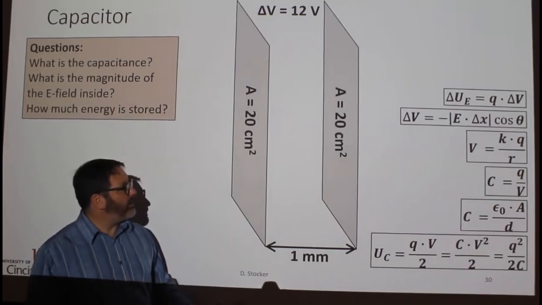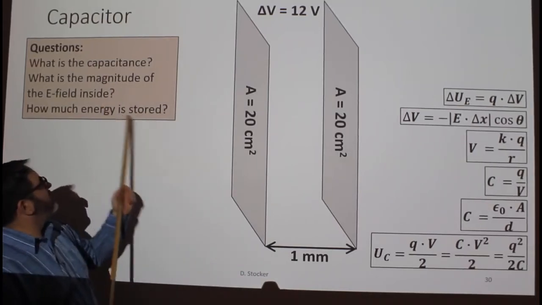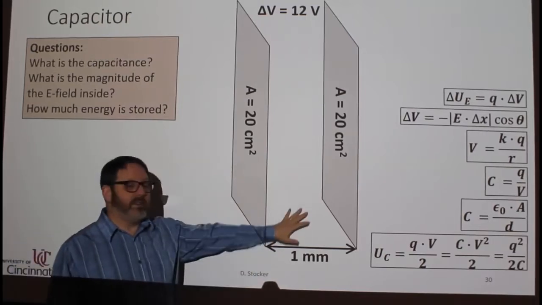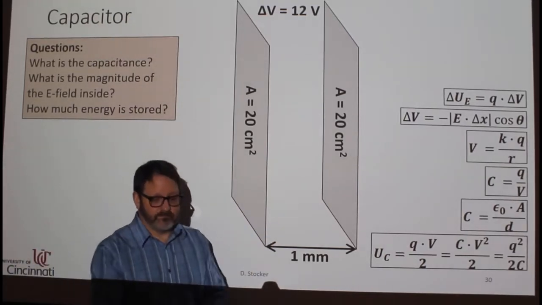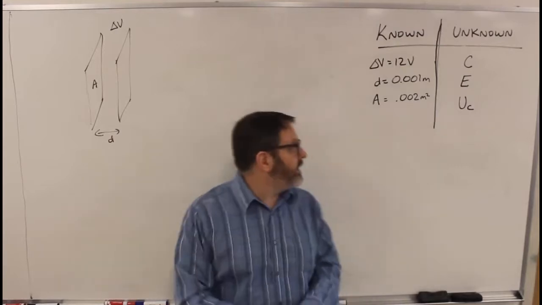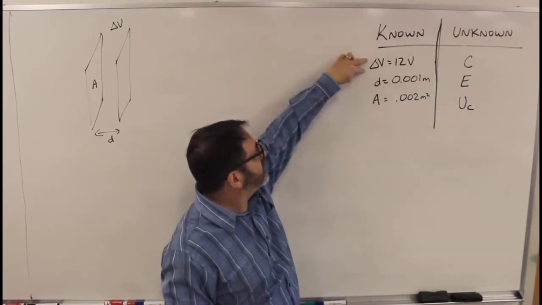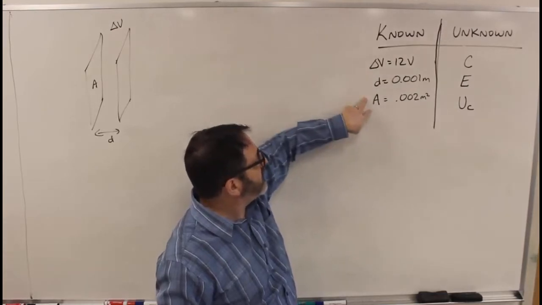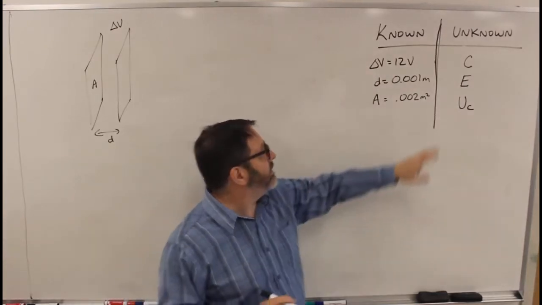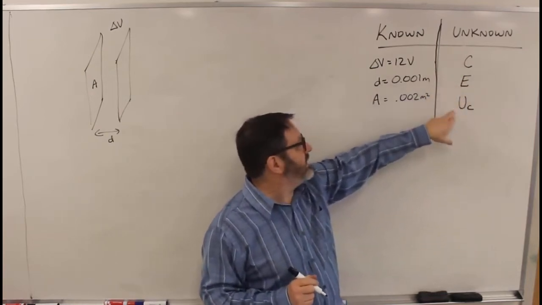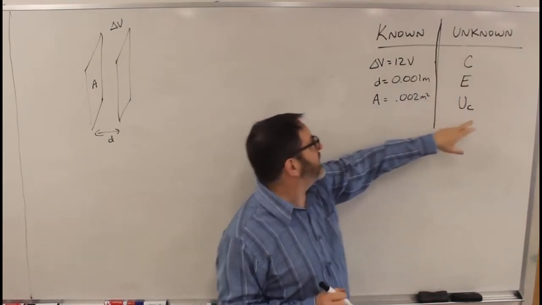In this video, I will find the capacitance, the magnitude of the electric field, and the amount of energy stored in this parallel plate capacitor. So here I've redrawn the scenario and made a table of knowns and unknowns. I know delta V, D, and A for this parallel plate capacitor. I'm looking for the capacitance, the electric field inside, and the amount of energy stored in it.